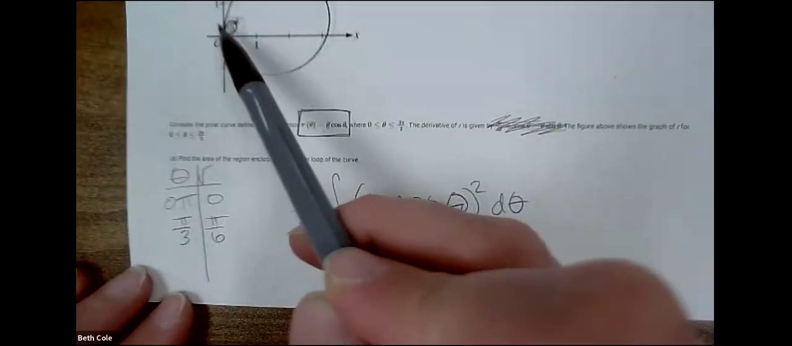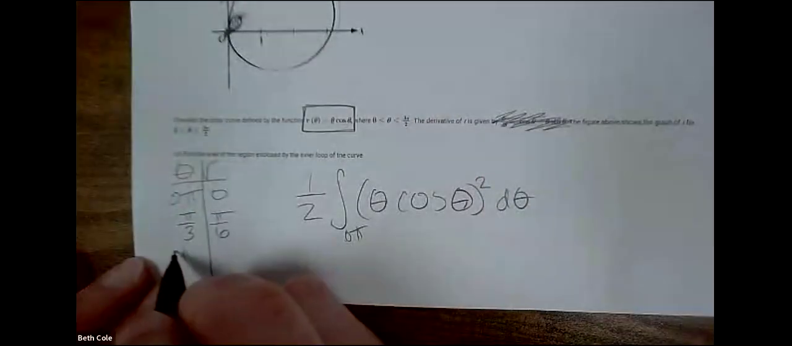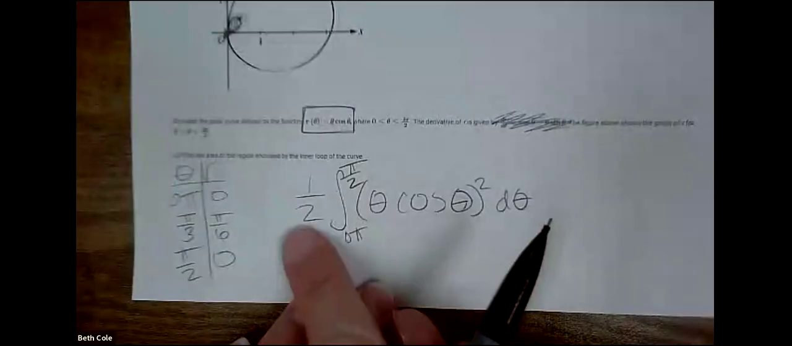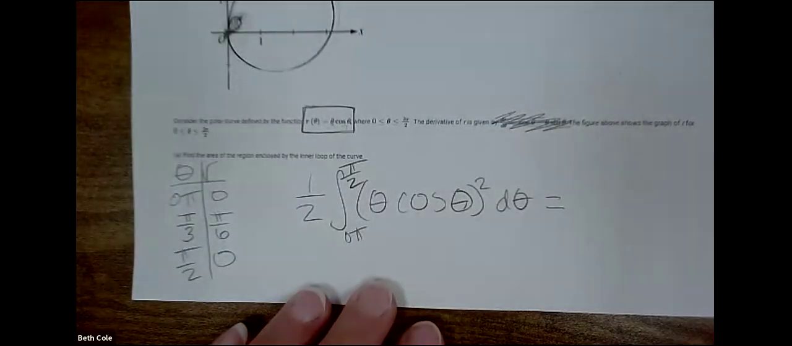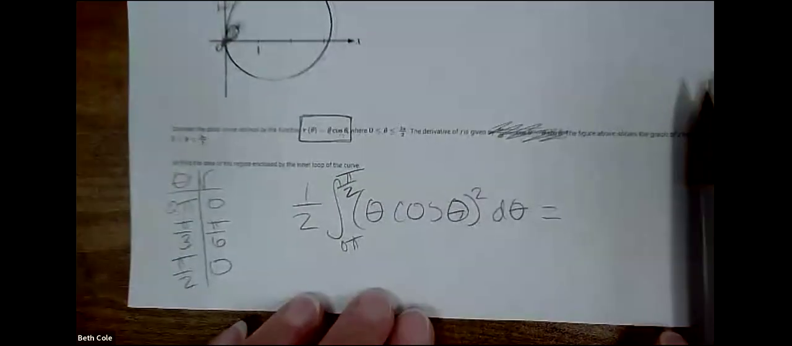And then I need to figure out when this goes to 0 again. So when is cosine going to equal 0? I need to know when I'm going to hit the pole again. Pi over 2 is going to give us 0. And then you're going to throw this in your calculator and get an answer. And it should be very, very teensy tiny because we want this tiny little loop.